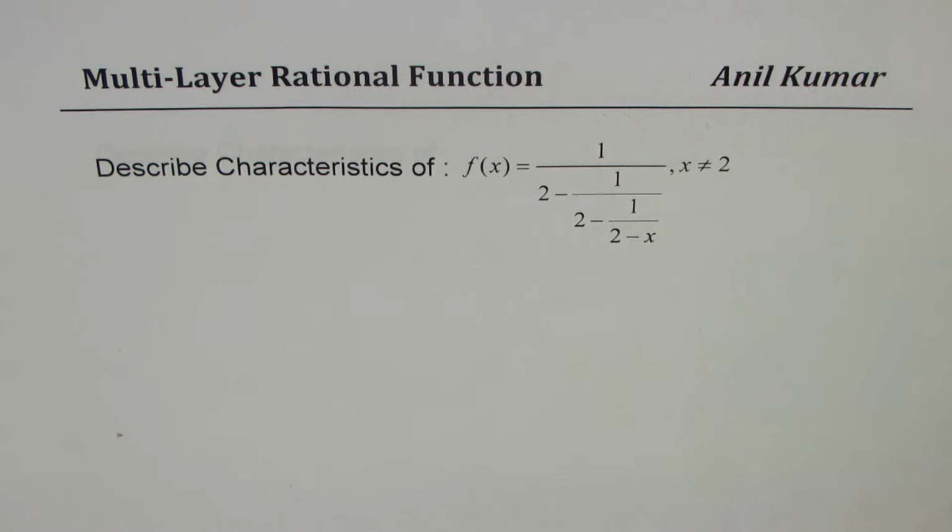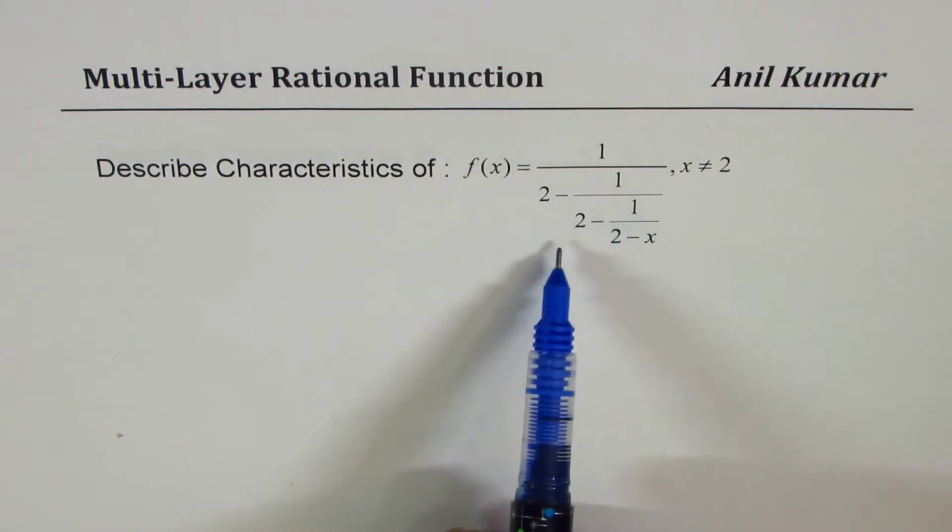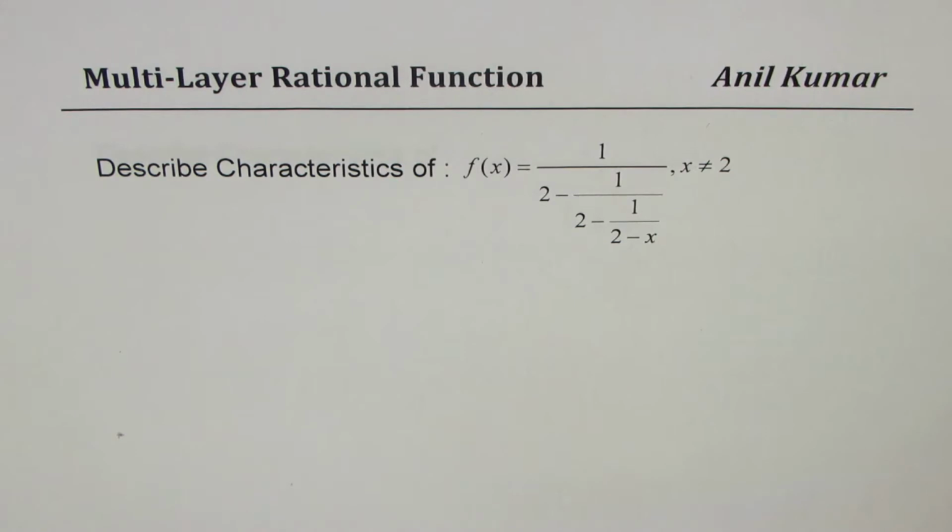The question here is, describe characteristics of f of x equals 1 divided by 2 minus 1 over 2 minus 1 over 2 minus x, where x is not equal to 2. Now we'll talk at length about this question. Many objective type questions can be created from here, right? So let's understand the function as such.